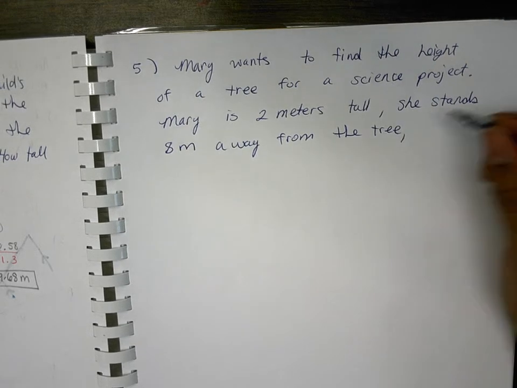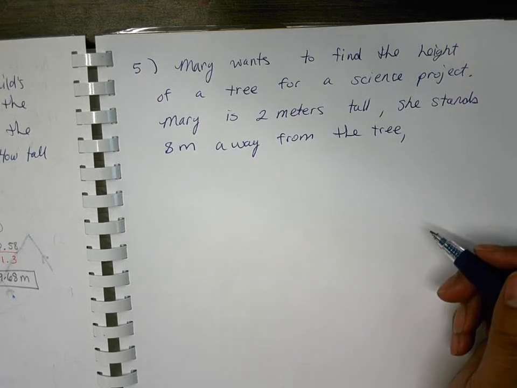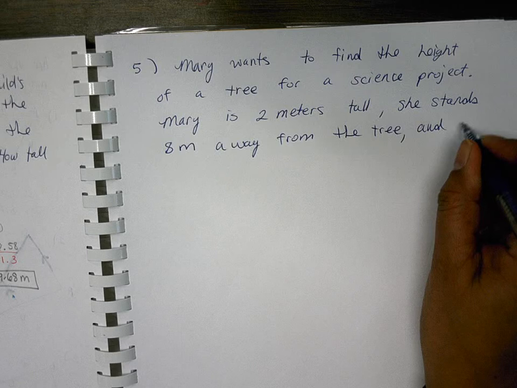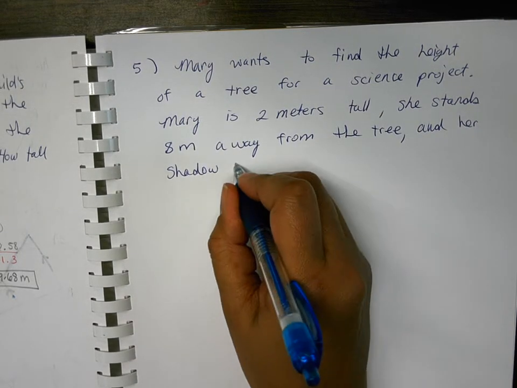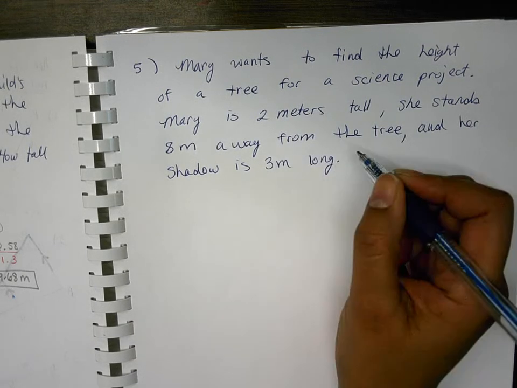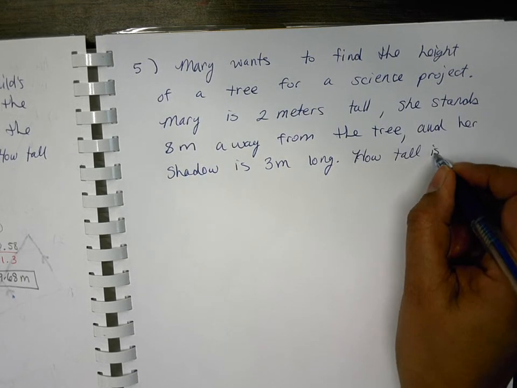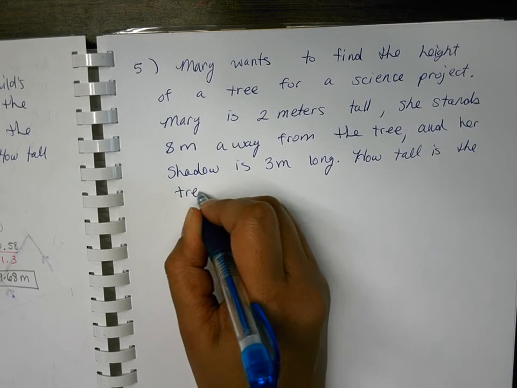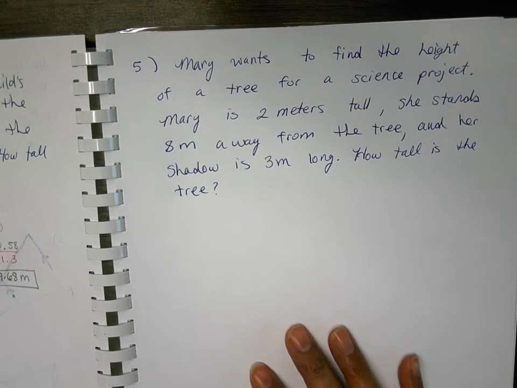Mary wants to find the height of a tree for a science project. Mary is 2 meters tall. She stands 8 meters away from the tree. And her shadow is 3 meters long. Period. How tall is the tree? All right, so does she have enough information to find the height of the tree without needing to climb up the tree and measure with some measuring tools? Yes, she has enough.